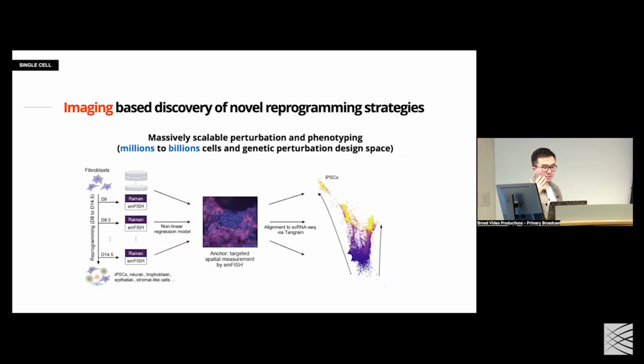Combining some of the new imaging methods that we just talked about, we're now working on how to use these chemical imaging methods combined with perturbations to do very large-scale screens, to search the whole genetic perturbation design space. How do we do combinatorial screens and then find new reprogramming strategies?